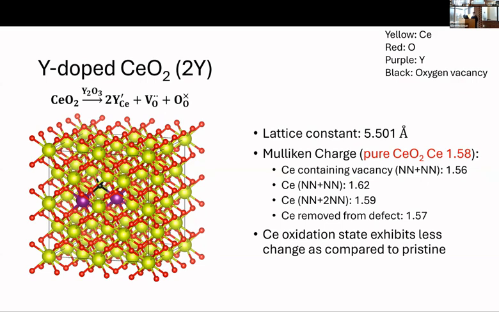Again, not much of a change in the lattice constant. And we can see there's slight changes in the Mulliken charge, but overall, the Mulliken charge for cerium doesn't change too much.